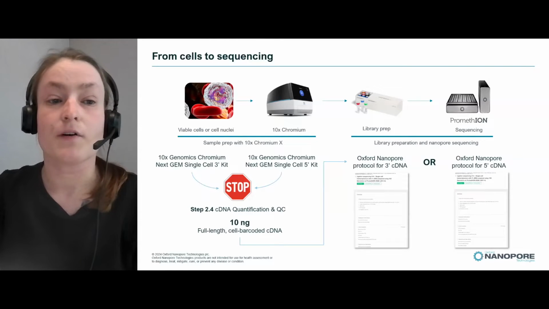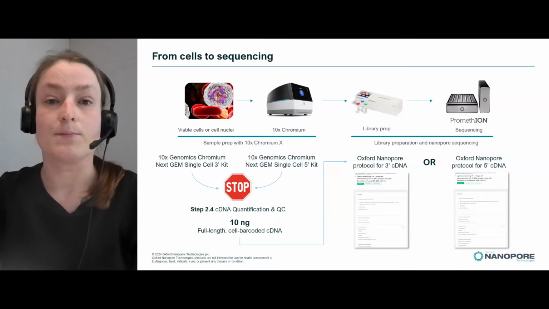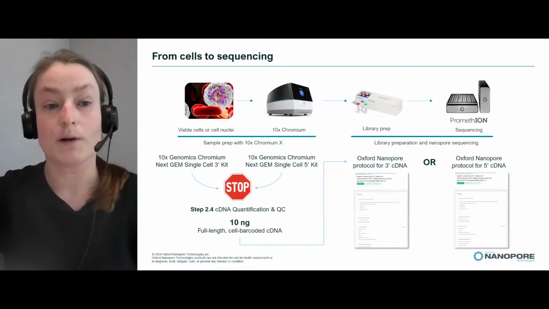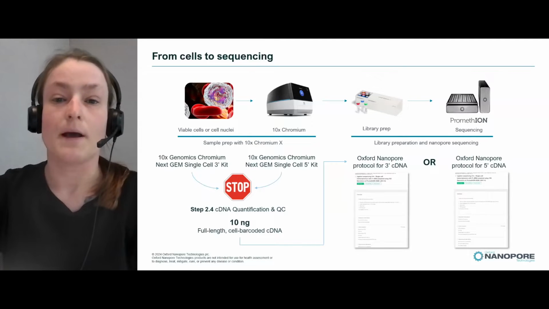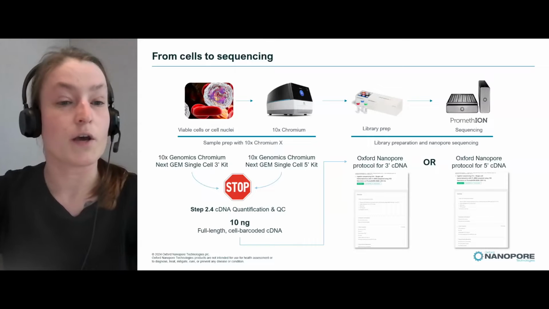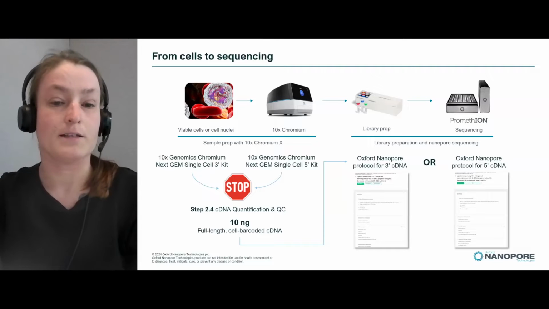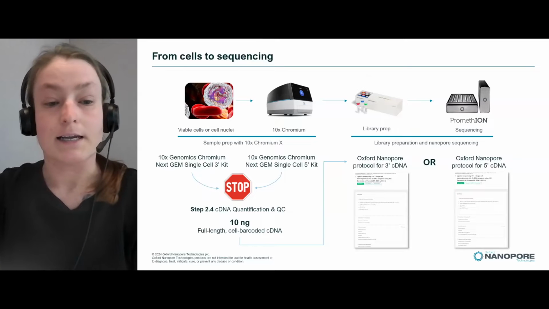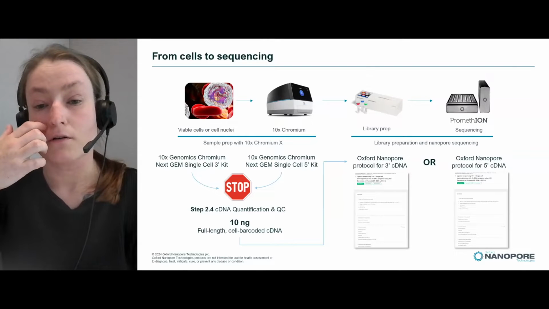So firstly, it's very important that you have viable cells. We want these to be preferably above 90% viable, and that's what 10x themselves recommend. In our case, this was PBMCs from human blood that we put 5,000 into the 10x Chromium X, and then we moved on through our protocols. With the Chromium, you would expect to either run the single cell 3' kit or the 5' kit, and then it's important that we quantify and quality check that cDNA, because you'll only need 10 nanograms of that DNA to go into our ONT protocols.